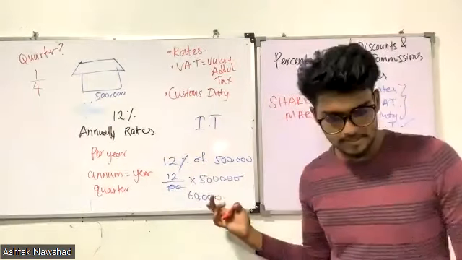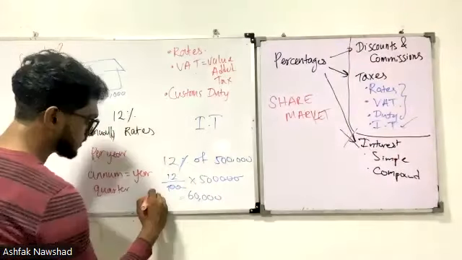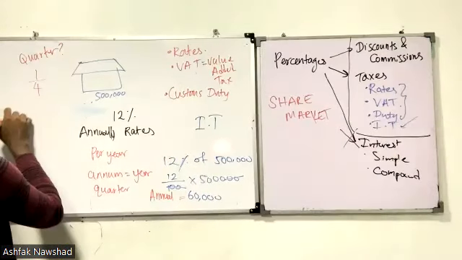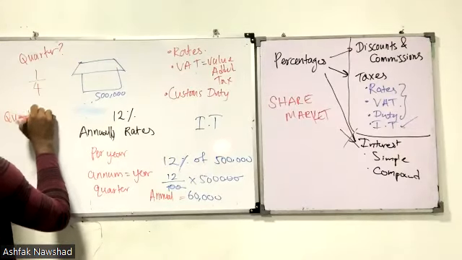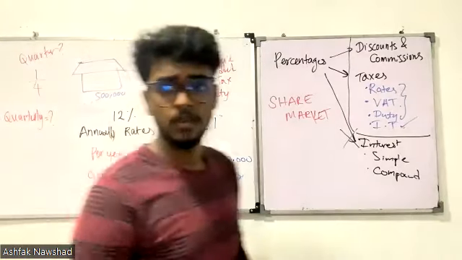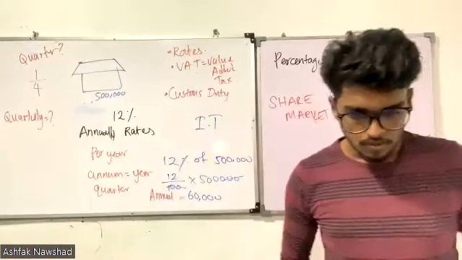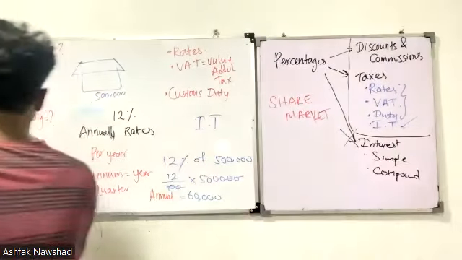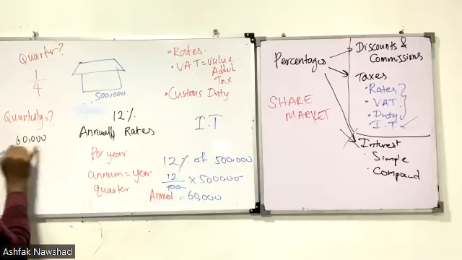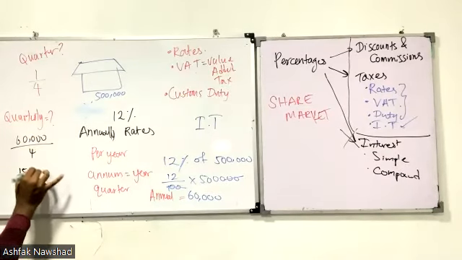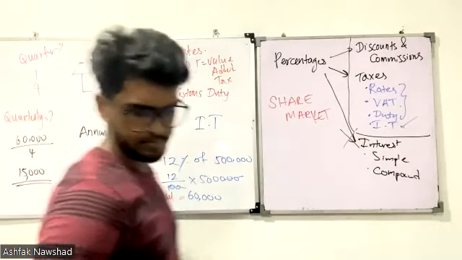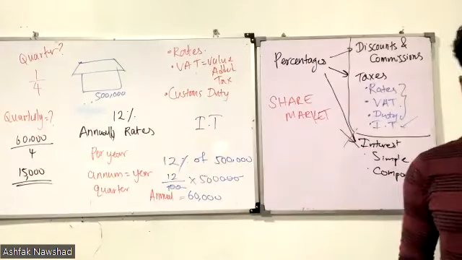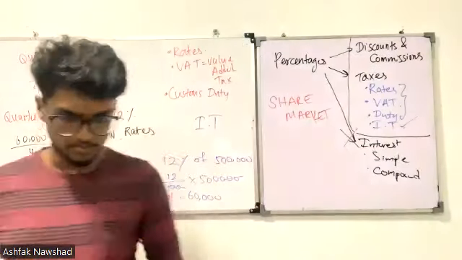So the annual rate is 60,000. This is the annual rate for your house. Let me know the quarterly rates. What is the quarterly rate? Exactly, 60,000 divided by 4. So the quarterly rate is 60,000 divided by 4, which is 15,000. Is that clear? Good. Seems like it's clear for everyone.